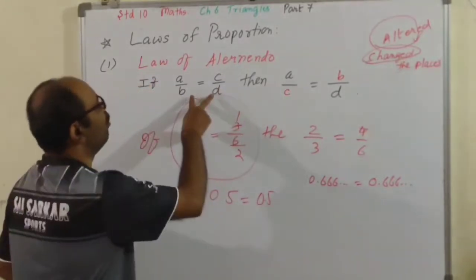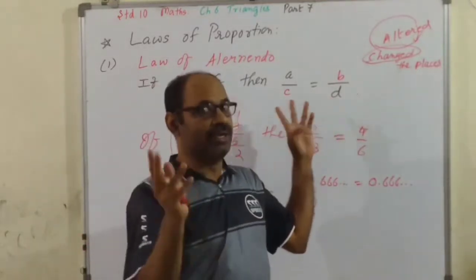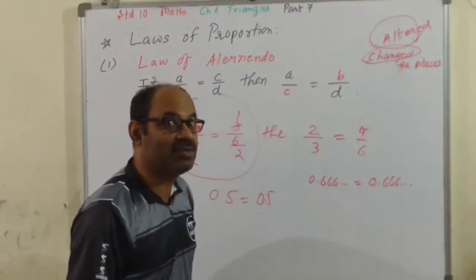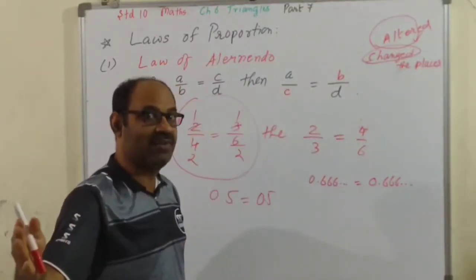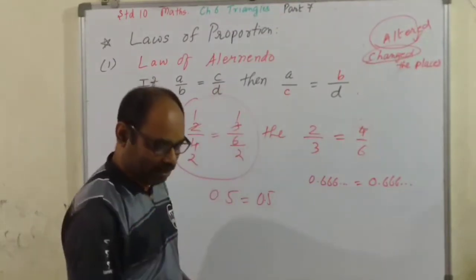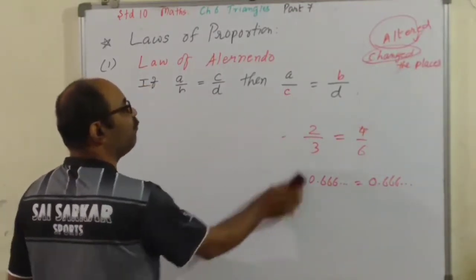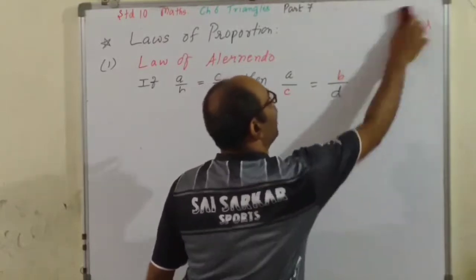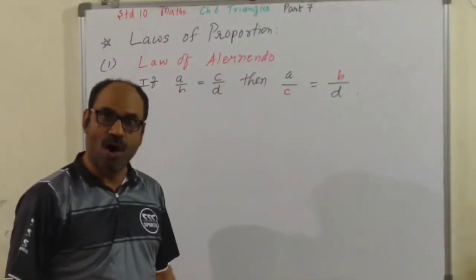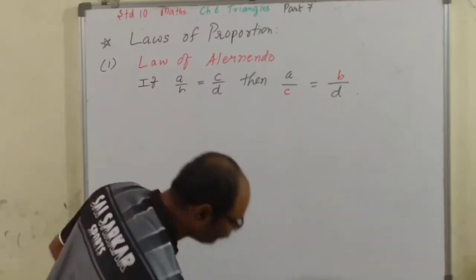In short, you have two equal ratios. From there, you get two new equal ratios. But they are not equal to the originals, unlike the property of equal ratios we saw, where infinite equal ratios can be produced from two ratios. When I finish with these laws, I'll come back to that. Okay? So this is called the law of alternando. Is that clear? Second law.